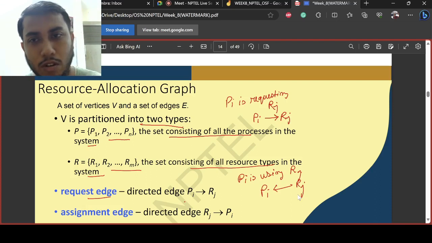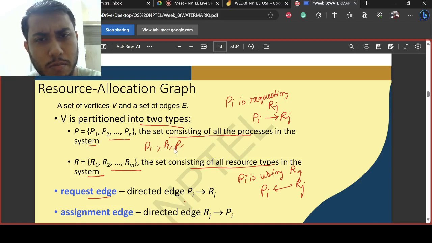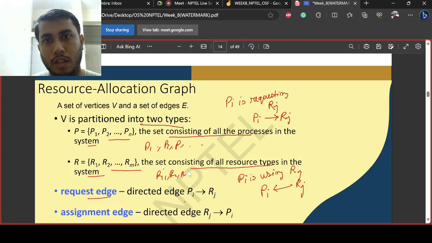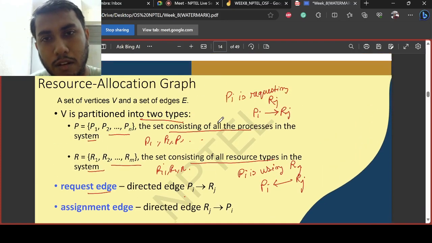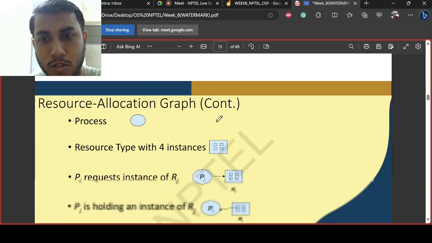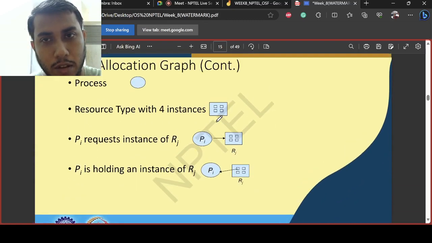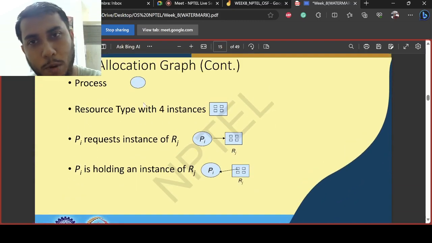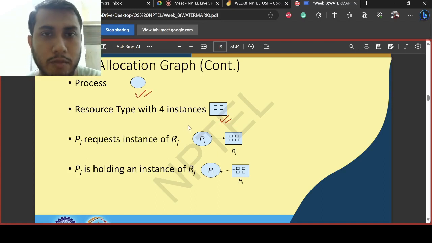So you have two types of vertices, P1, P2, P3 and so on, and R1, R2, R3, where P are your processes and R are your resources. These are all the components of a resource allocation graph. Now let's look at how a resource allocation graph looks. A process is denoted like this, and a resource is denoted like this. Here the 4 dots mean there are 4 instances.